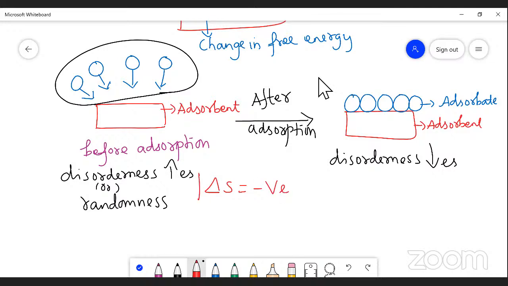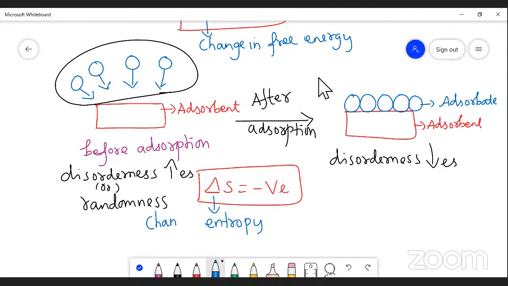S? Del S is nothing but change in entropy. What is entropy? Entropy is a measure of the degree of disorderness or randomness in a molecule. So this is change in entropy. Entropy is a measure of disorderness.